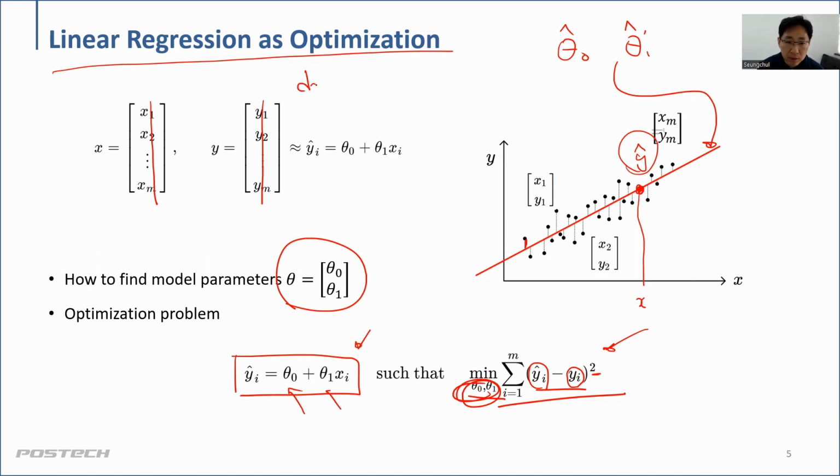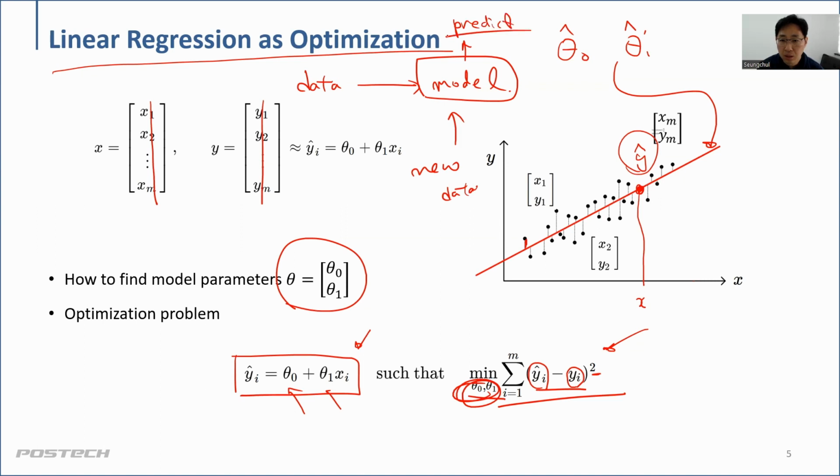We have data points and build the model. Once we're done with that, for new data points I want to predict without doing an actual experiment, so we can save cost and save money. That's the entire picture for regression models.